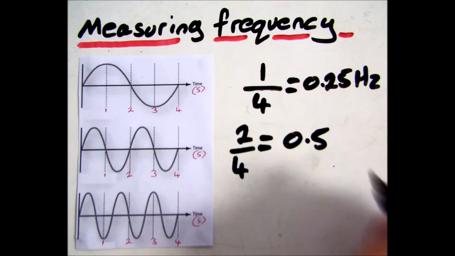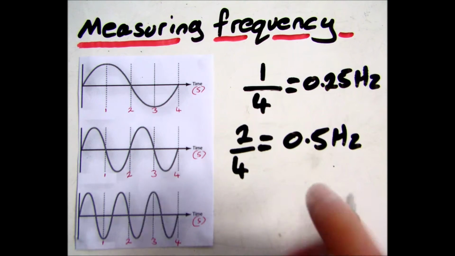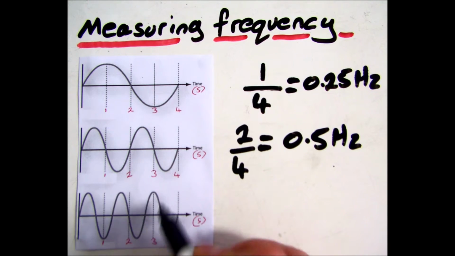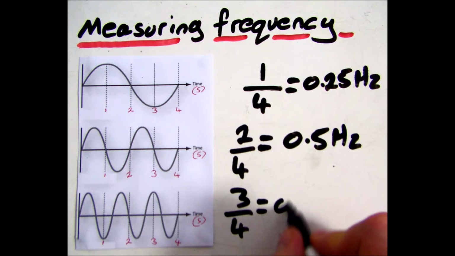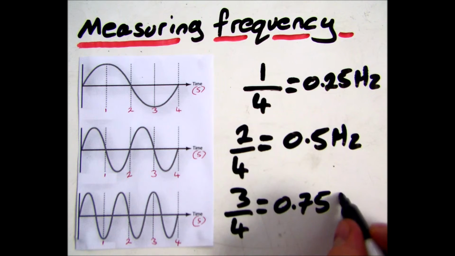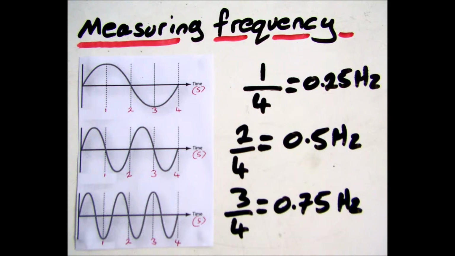And the bottom one, we've got 1, 2, 3 waves in 4 seconds. 3 divided by 4 equals 0.75 hertz. It's as easy as that.